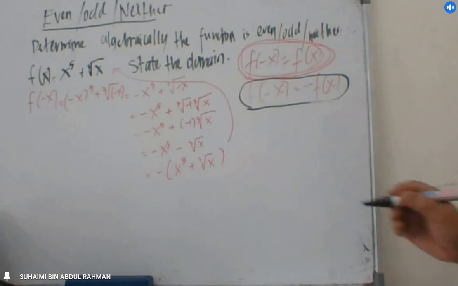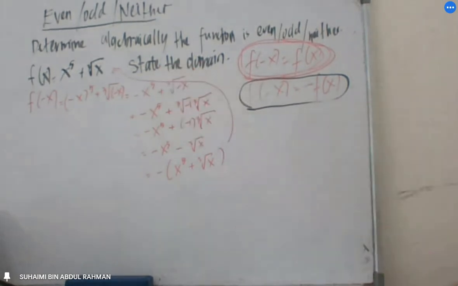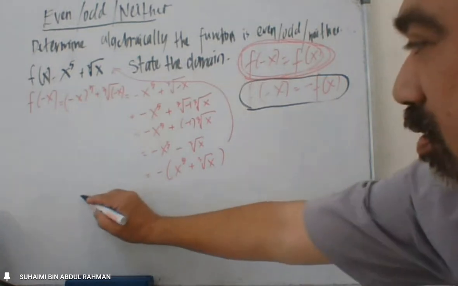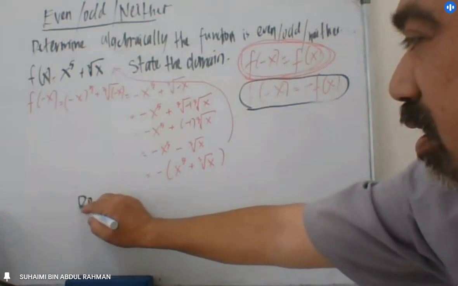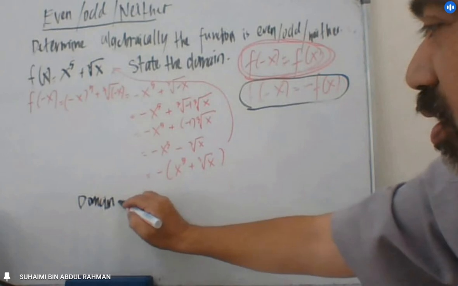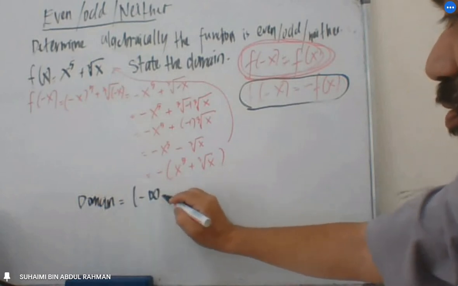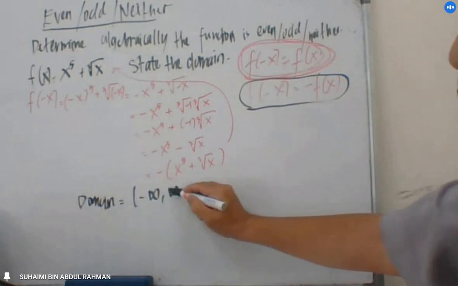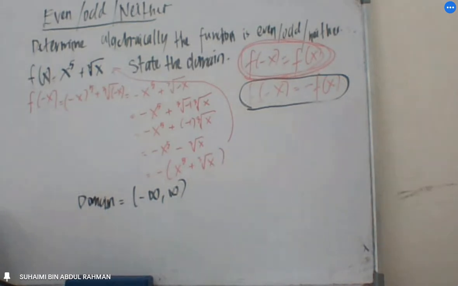And what is the domain? Negative infinity to infinity. The domain, again, because it involves the cube root, is negative infinity to infinity.